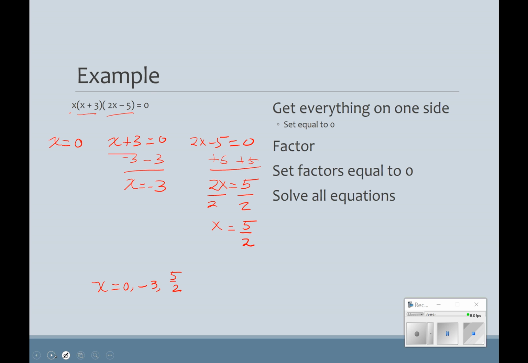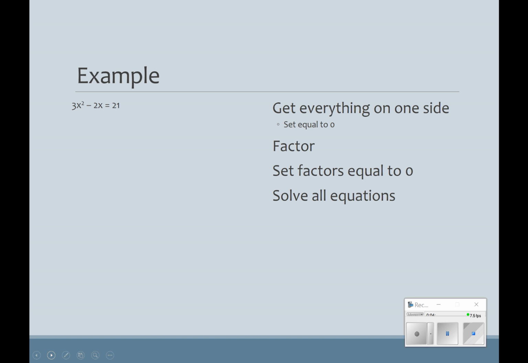All right, now in this example, notice that we don't have it set equal to 0. So I need to bring the 21 over to the other side, and I'm just going to make it its opposite. So I'm going to get 3x squared minus 2x minus 21 equals 0. And so now to factor it, I need factors of 6 times -21, which is -63, that add up to -2.